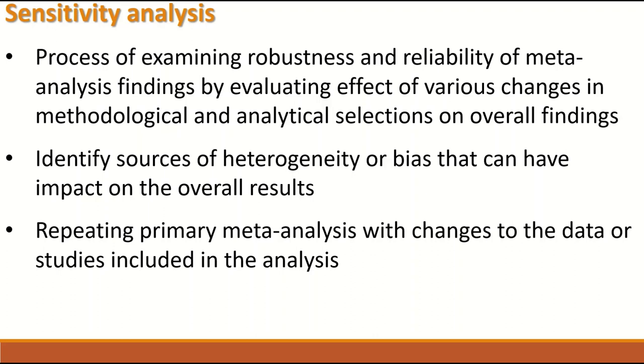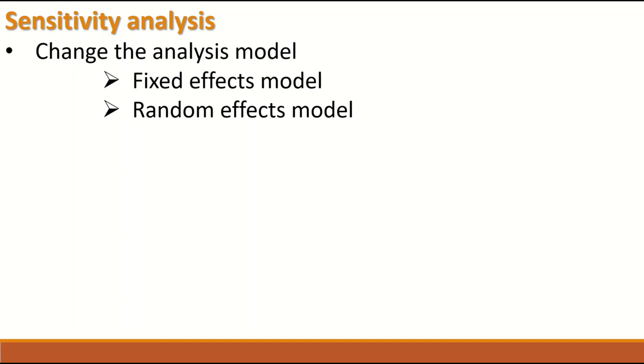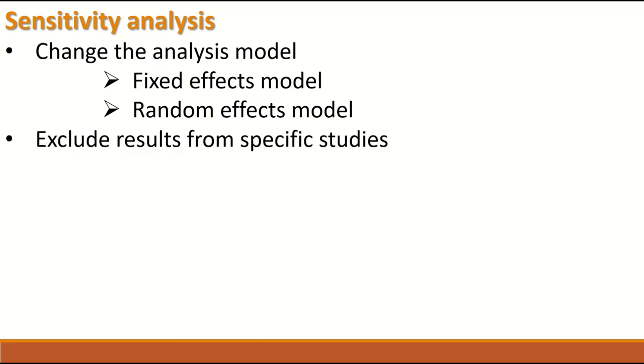How do we do sensitivity analysis? It is by repeating the primary meta-analysis, or the essential or the first meta-analysis performed, with certain changes to the data or study included in the analysis. So these changes can be in the analysis model. So the sensitivity analysis can be performed by redoing the meta-analysis and reselecting either a fixed effect model or a random effect model. Another change is to exclude results from specific studies that show high heterogeneity. So to check whether there is a change in the heterogeneity by deselecting a specific study or studies, and then examine the level of heterogeneity.